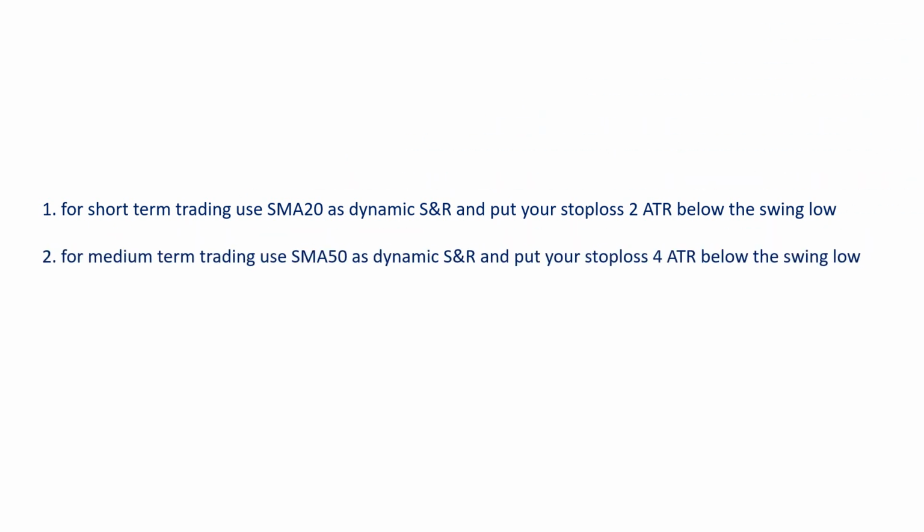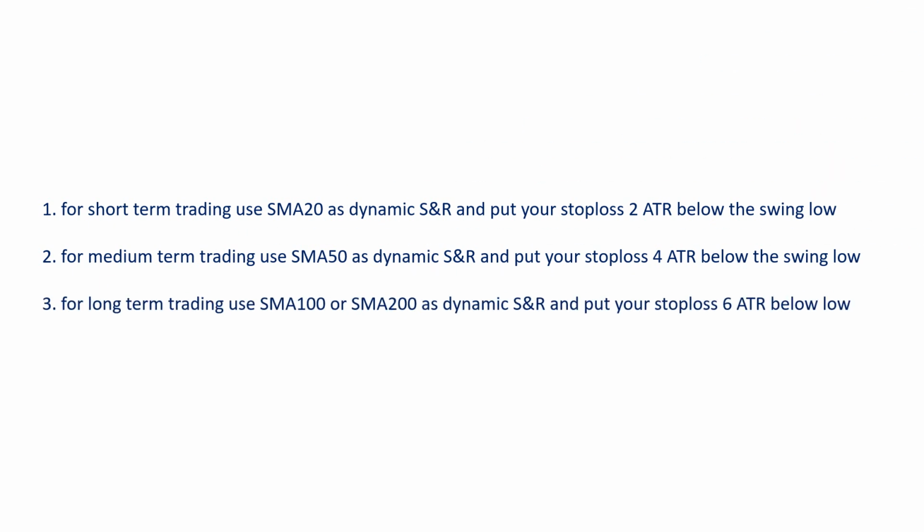Number 2, for medium-term trading, use SMA 50 as dynamic support and resistance and put your stop loss 4 ATR below the swing low where the price respects and comes close to the market structure. Here you can use the H1 or H4 time frame to better time your entry. You can also use pattern information or candlestick formations to better time your entry and maximize your profit.